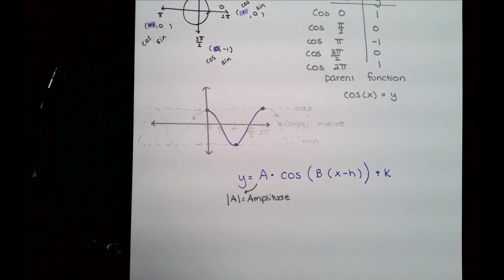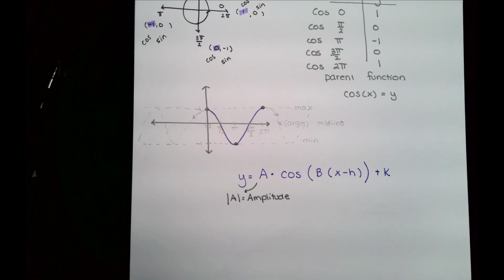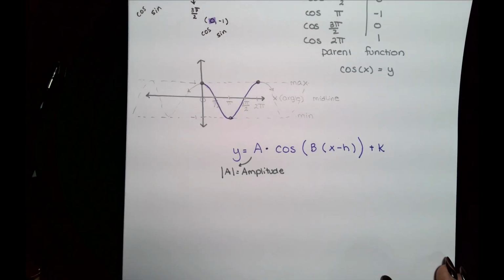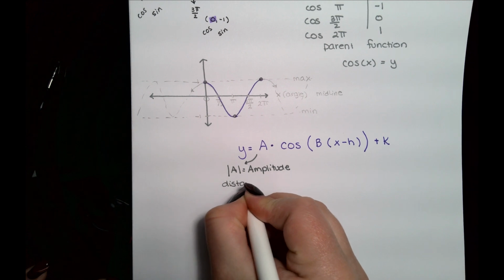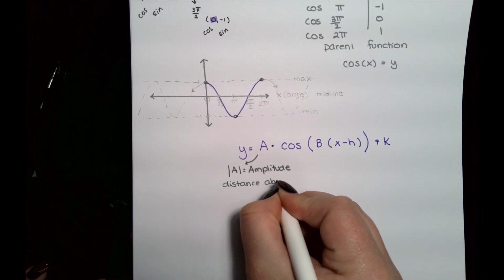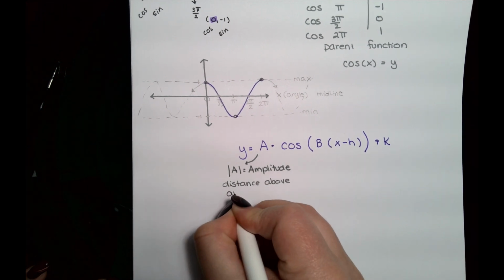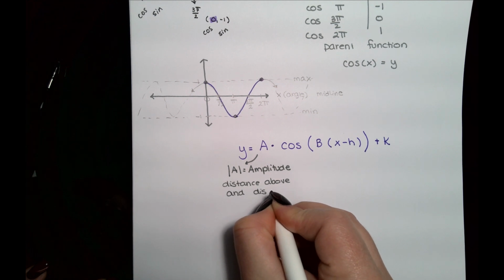This is your amplitude. And your amplitude is the distance above and the distance below your midline. So, distance above and distance below.